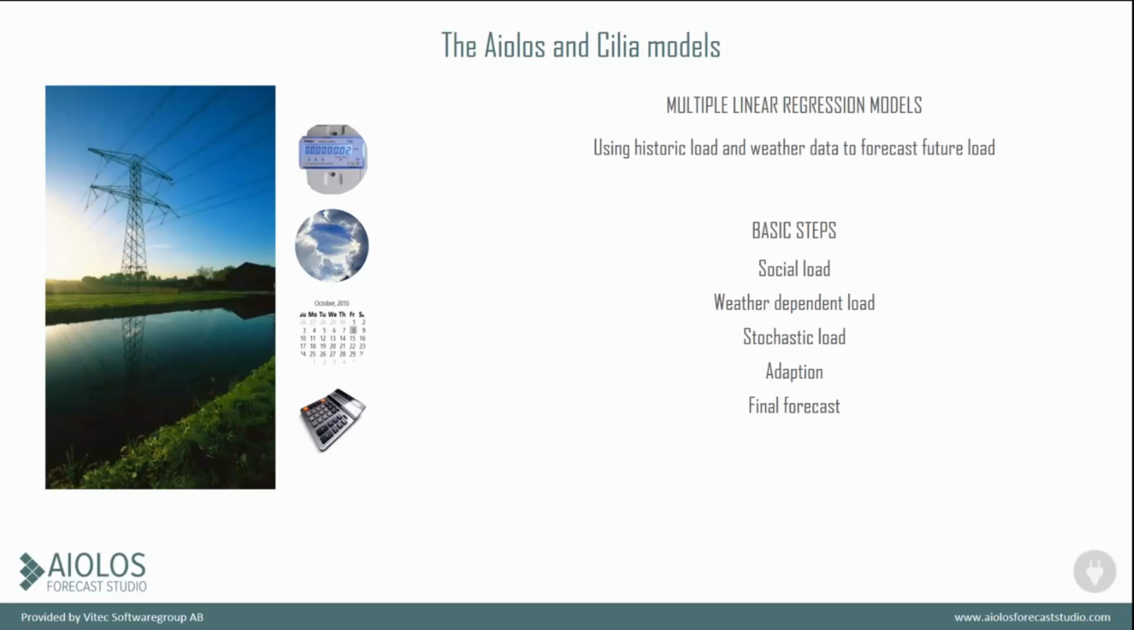Yes, so they use multiple linear regression, meaning that they have multiple variables within the linear regression. And I'm going to tell how the models work using the basic 5 steps: social load, weather dependent load, stochastic load, the adaptation, and the final forecast.